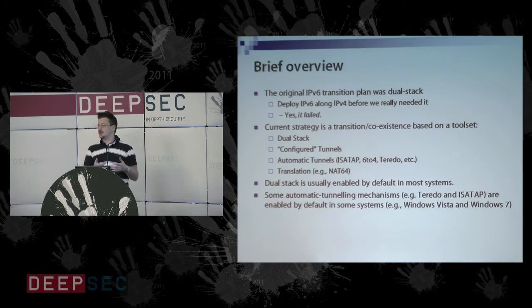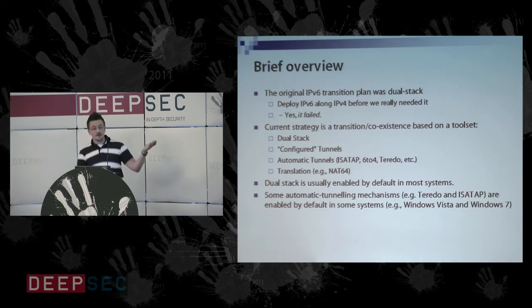So the current strategy for V6 deployment is based on a set of transition technologies which aid in deploying V6 in environments that are mostly IPv4 only. Most of the stacks available in general purpose operating systems support dual stack, and they also support some form of transition technology. For example, in the case of Windows, it's dual stack, but it also supports Teredo, ISATAP, and I think one other, 6to4.